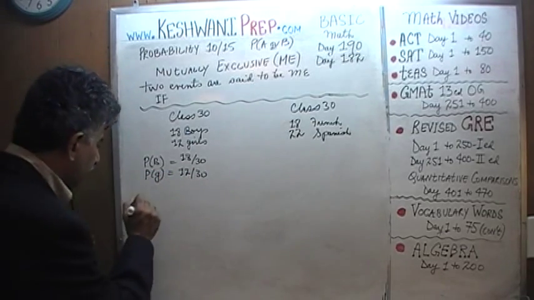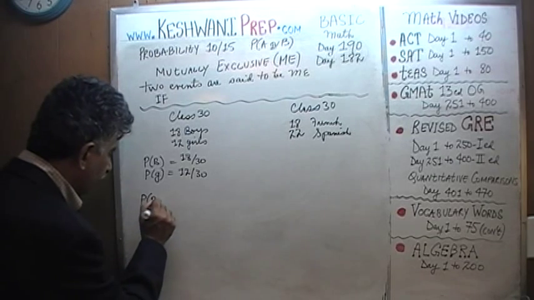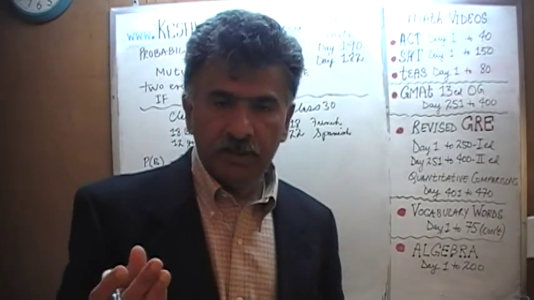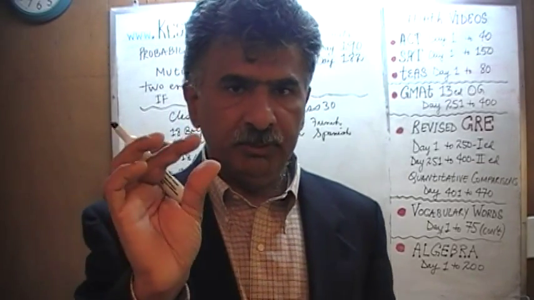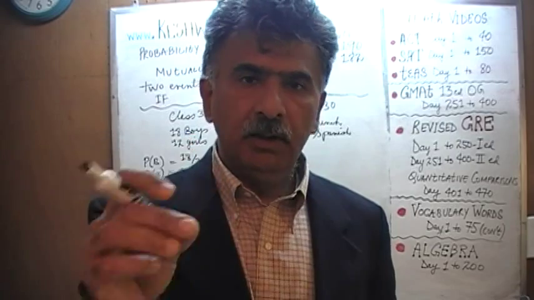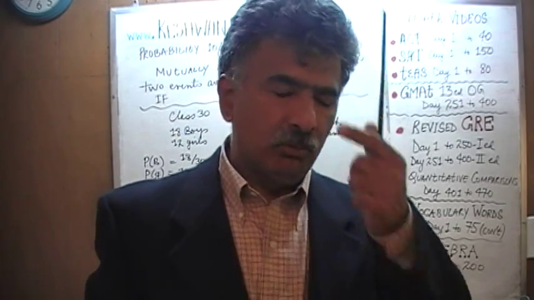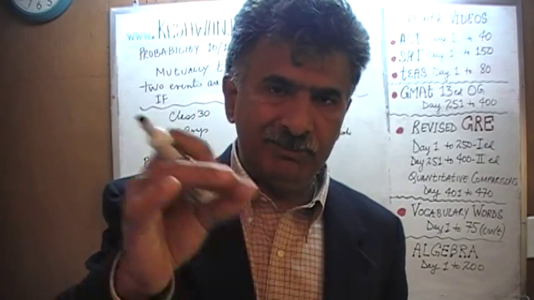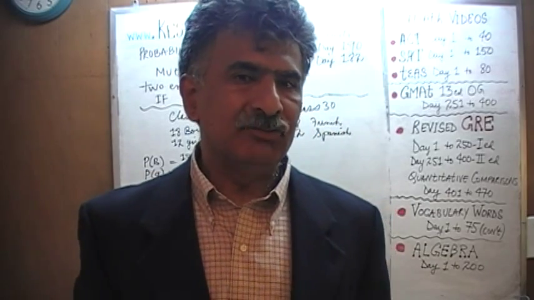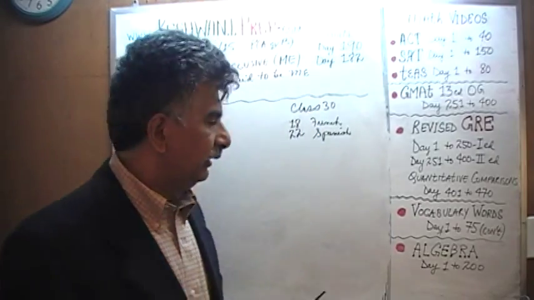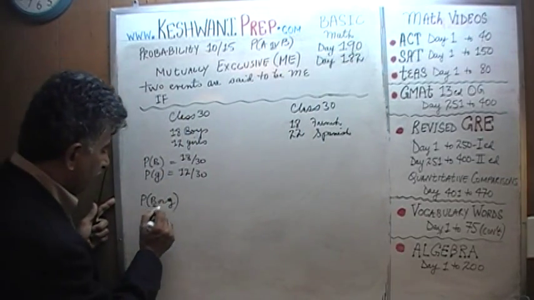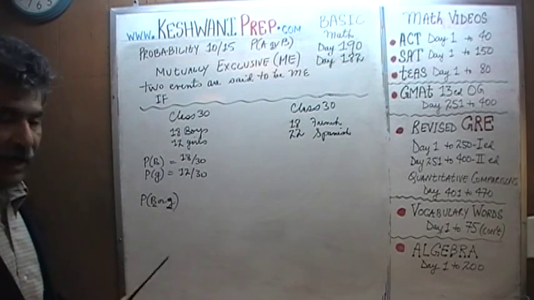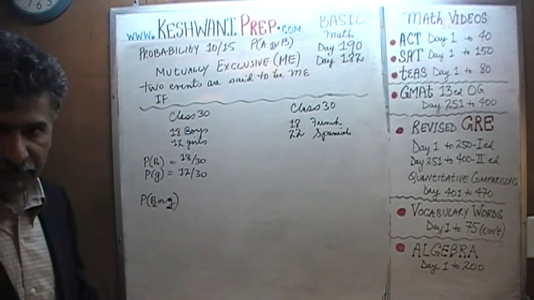The question is, what are the odds of picking either a boy or a girl? If I were to put the names of the students on tickets, put those in a bucket, close my eyes and pick one student's name at random, what are the odds that the student I pick happens to be either a boy or a girl? Well, that's a pretty silly question. The odds that I will pick either a boy or a girl is 100%.